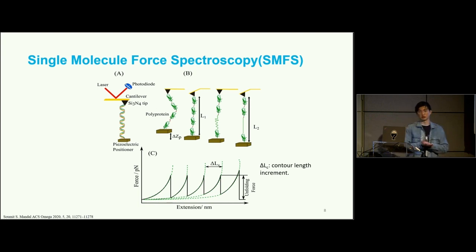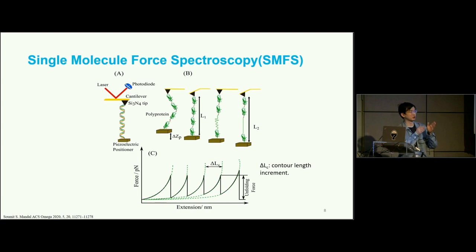Typically we incubate the protein on a glass coverslip, and we have an AFM cantilever that approaches the surface and picks up a protein. As you can see in figure B, when one protein is unfolded, we can see a peak, which is shown in figure C. A peak indicates an unfolding event in the force extension curve. Finally, we use the worm-like chain model to fit the curve, which is the red dotted line.